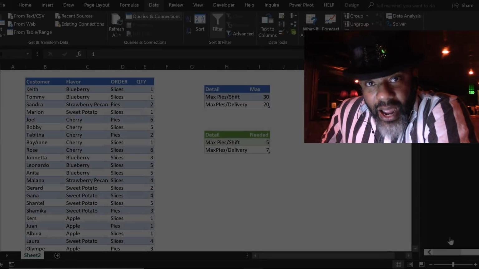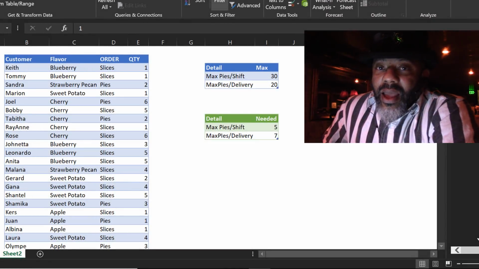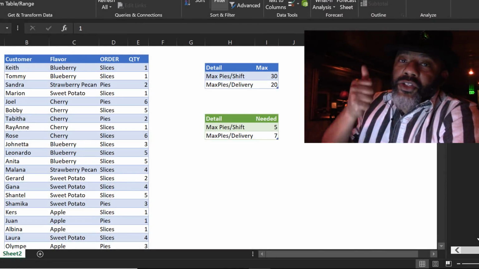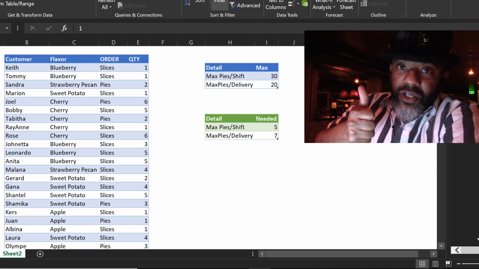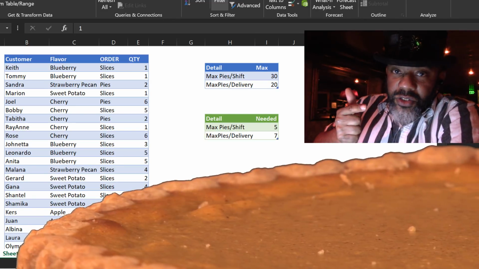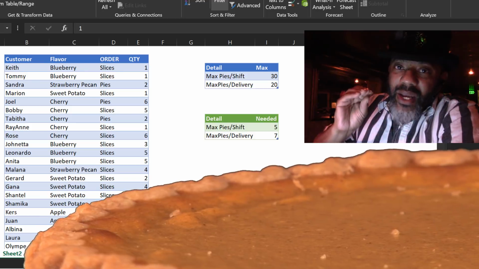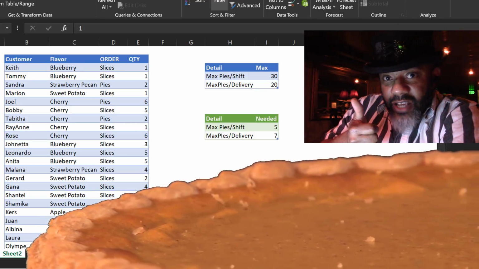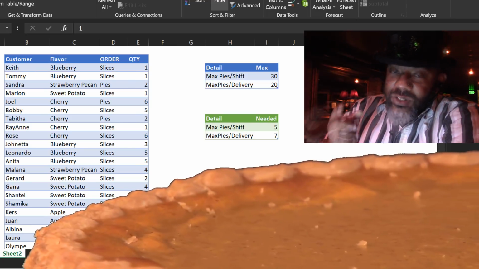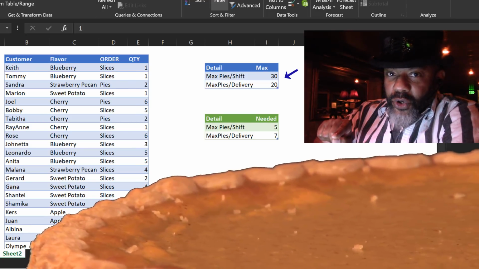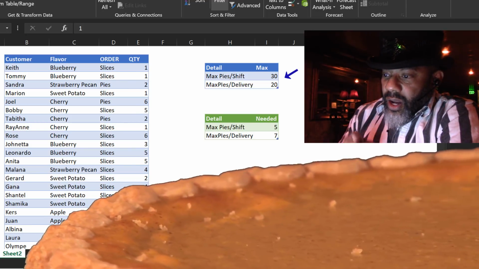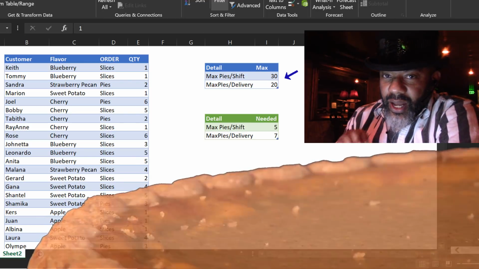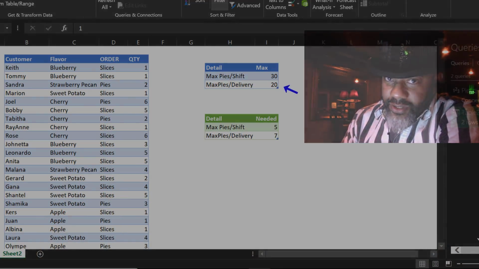We have a small pie company, and the woman that schedules the shifts in the kitchen and manages the deliveries, she just wants to know what is the equivalent of pies that we have. We sell slices, we sell whole pies. We can do a maximum of 30 pies per shift. And our delivery people, they can handle a maximum of 20 pies.